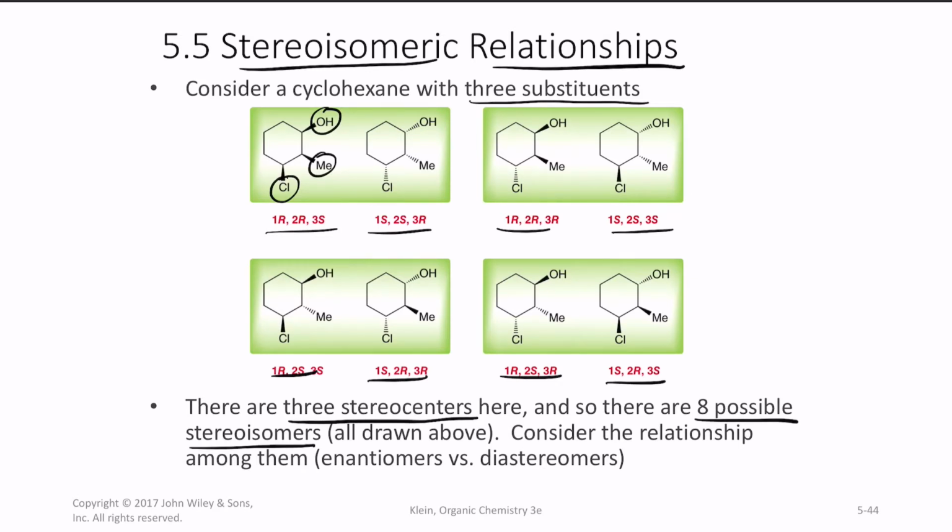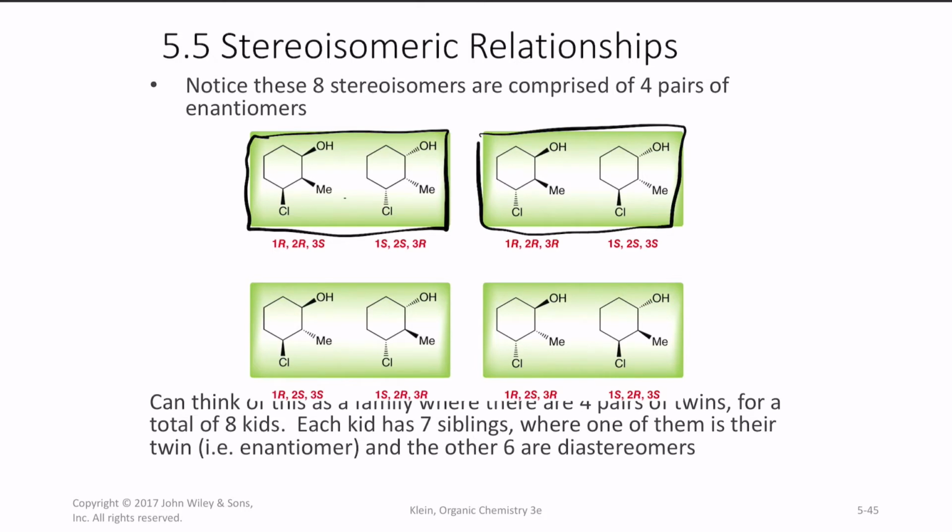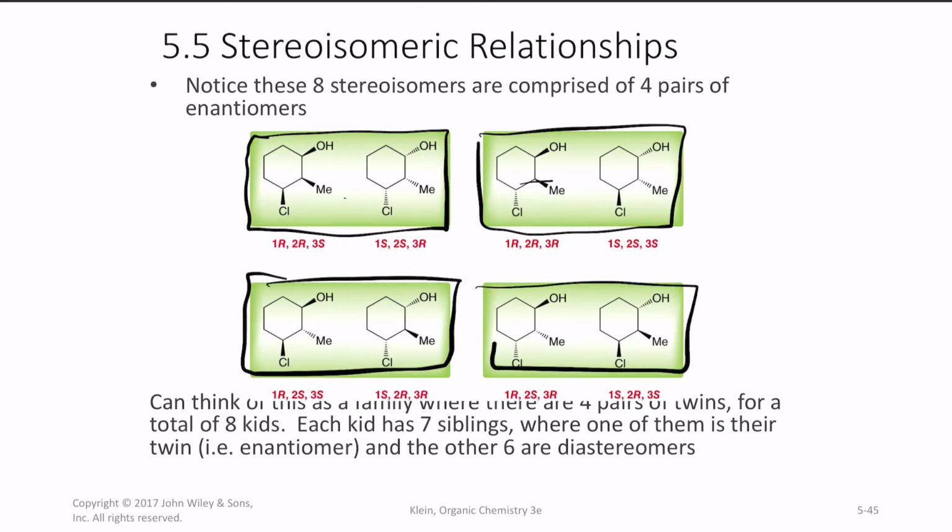How do you consider the relationship among enantiomers and diastereomers? Notice that in these 8 stereoisomers, there are 4 pairs of enantiomers. This is one pair, this is the second pair. Notice that these two are mirror images of each other. Every pair that I am drawing in the rectangle is mirror images of each other. So these are all examples of enantiomers, and there are 4 groups of enantiomers here.